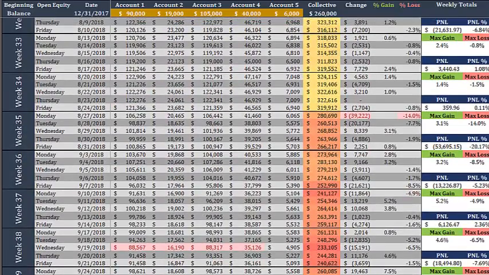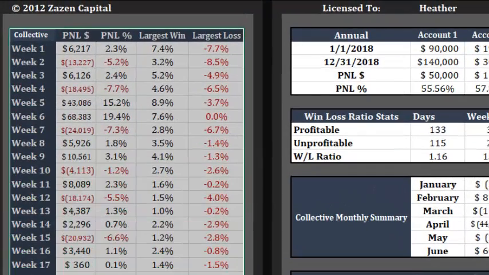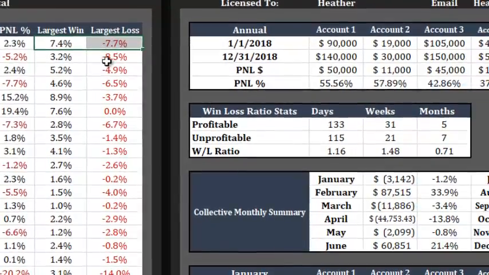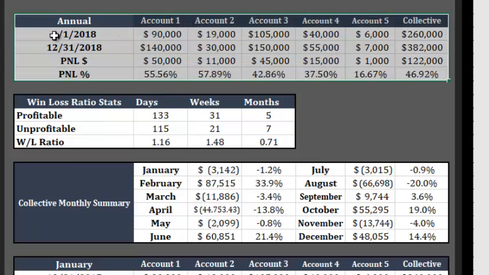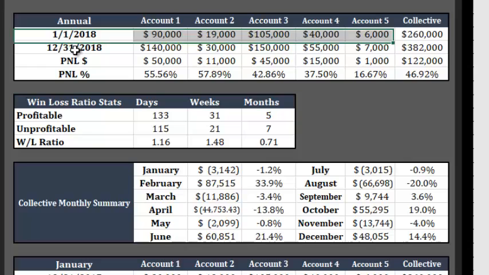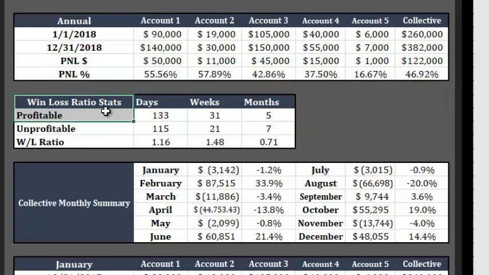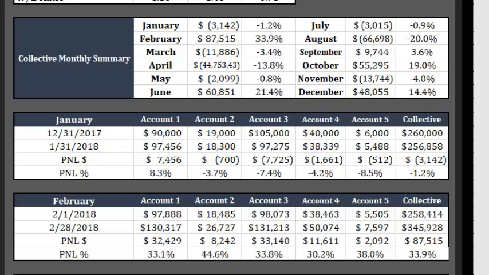After you've entered your data, you can go to the summary page. It gives you a quick overview, weekly and monthly. You can see what your P&L was for each week throughout the year, as well as what your largest win and your largest loss were. It gives you an annual summary for all accounts, what your balance was at the beginning of the year, and at the end it tallies up the P&L for each account in a dollar amount as well as a percentage. It gives you a win-loss ratio for days, weeks, and months. That's very important to keep track of your win-loss ratio to help you understand what kind of expectancy you'll have with whatever strategies you're using.